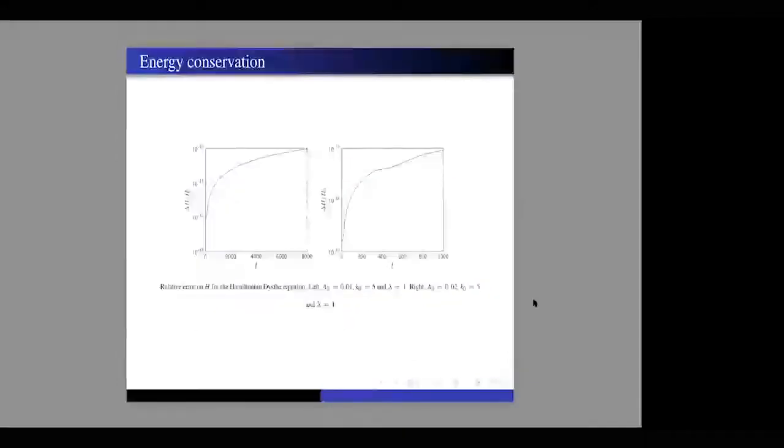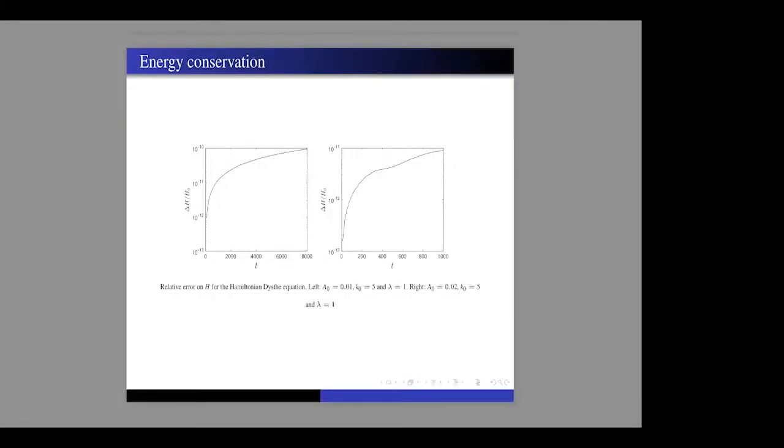So I'm almost done. This is just another check to make sure that indeed the Hamiltonian model conserves energy as given by the Hamiltonian. So this is for two different sets of parameter values. The relative error on the energy, the Hamiltonian, I mean, as a function of time, and for T up to 8,000 on this side and 1,000, you see that the error remains small. So indeed, the energy is well conserved.